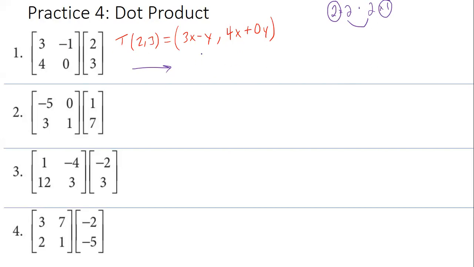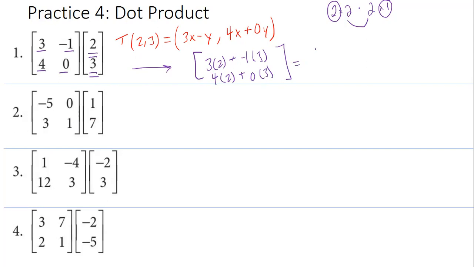So multiplication begins. First in row times first in column, so that gives me 3 times 2, plus second in row times second in column, that gives me -1 times 3. Now we're going to do the next row. First in row times first in column, so that's going to be 4 times 2, second in row times second in column, that's going to be 0 times 3. That is my product matrix.